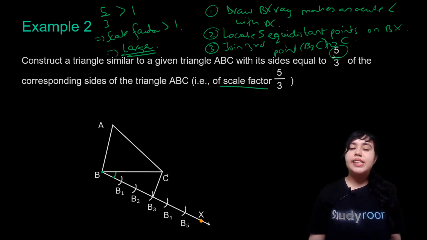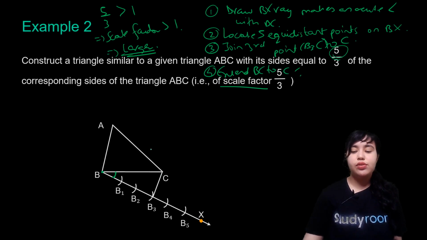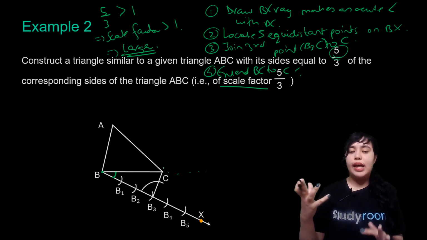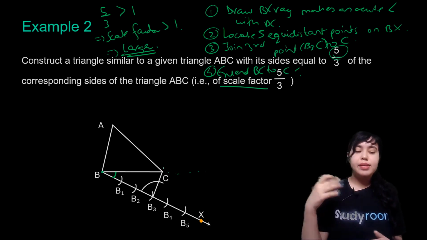Now we will be extending BC to C dash. So extend BC to C dash. We've extended this side of the triangle, and then what we will do is measure this angle B3C, because we want to construct a line parallel to B3C. So for that we need to construct an angle equal to angle B3C.